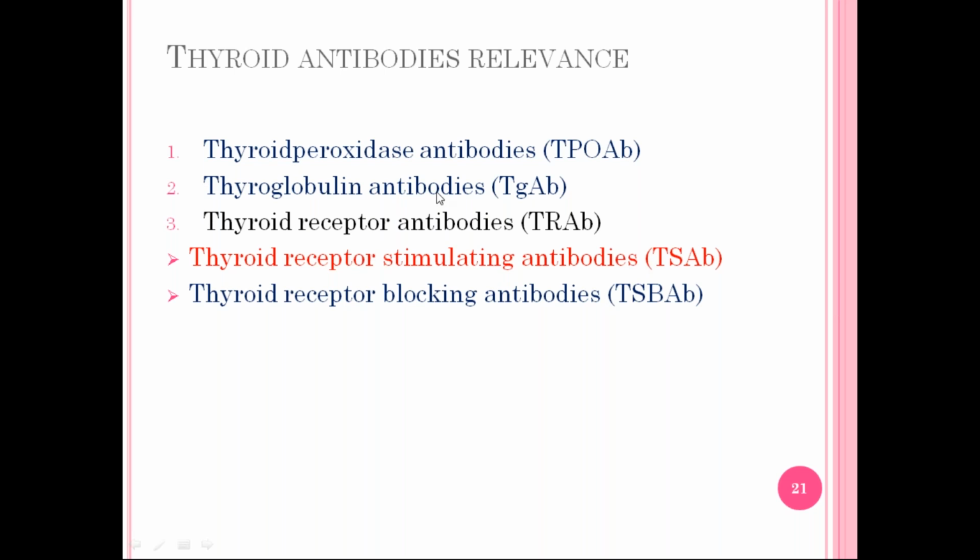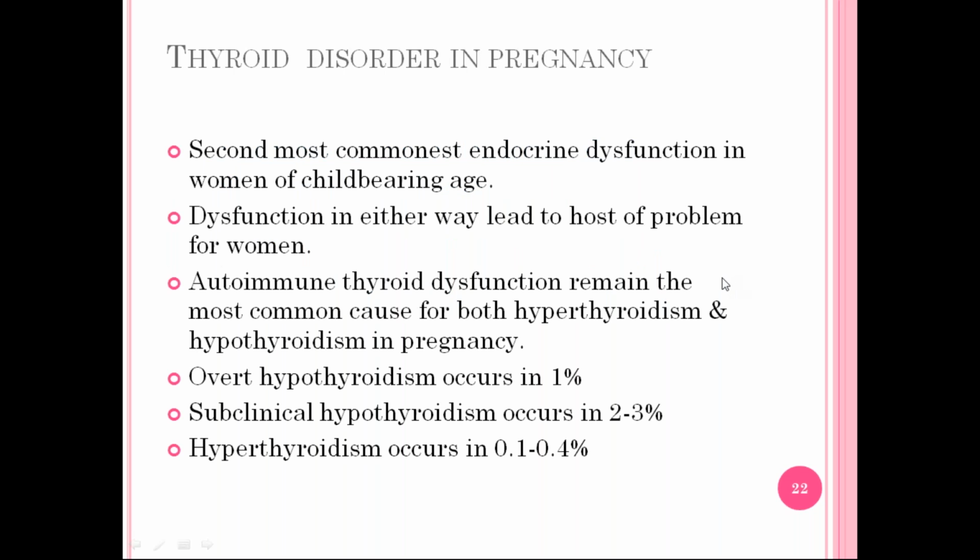And thyroglobulin antibodies. You know what thyroglobulin is? It's a protein, right? With antibodies to thyroglobulin, the tyrosine residue is not available. Next, thyroid receptor antibodies. TSH comes and attaches to the receptor, but that is not functioning, so it won't obey the command of TSH. There are thyroid receptor stimulating antibodies: when more stimulation is there, more thyroxine is produced, leading to hyperthyroidism. Then thyroid receptor blocking antibodies. These are the antibodies that you should evaluate when a major degree of hypo or hyper is present.